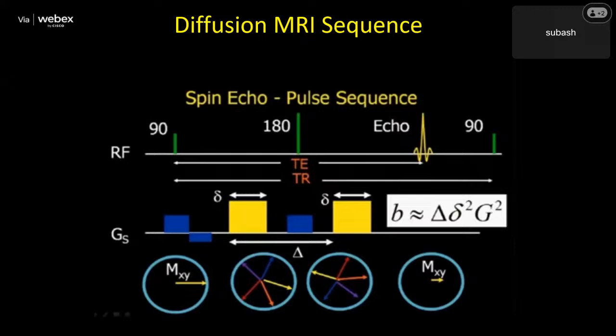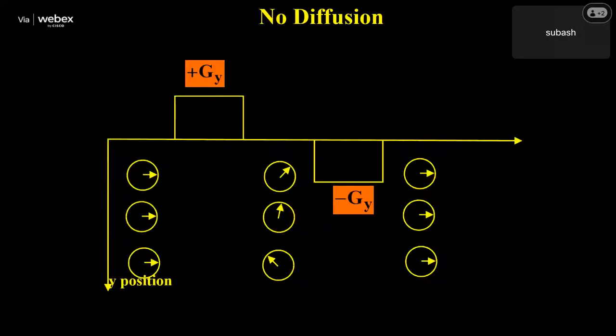It can be depicted more easily over here. Suppose we have three hydrogen atoms, three nuclei here. They are all in the same phase, with the same arrows shown from left to right. Then you apply this gradient, called the diffusion gradient or dephasing gradient. Because of this gradient, these three spins are now in different phases.